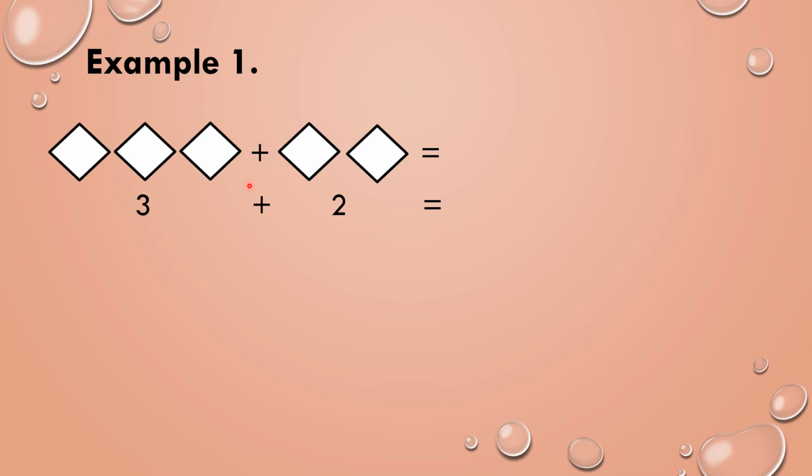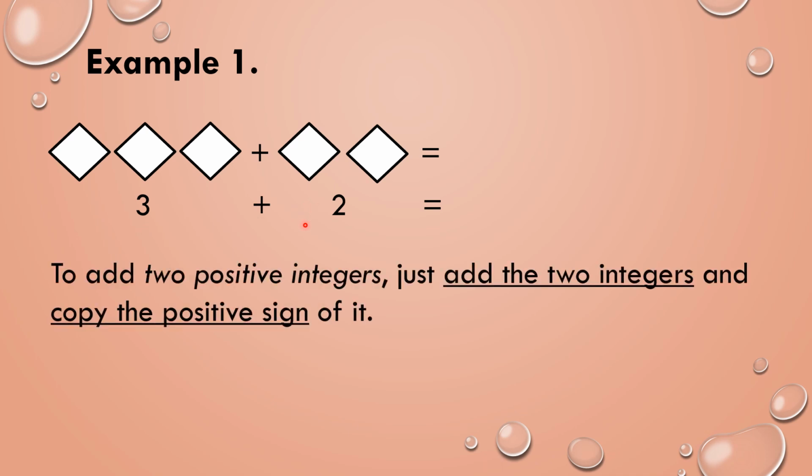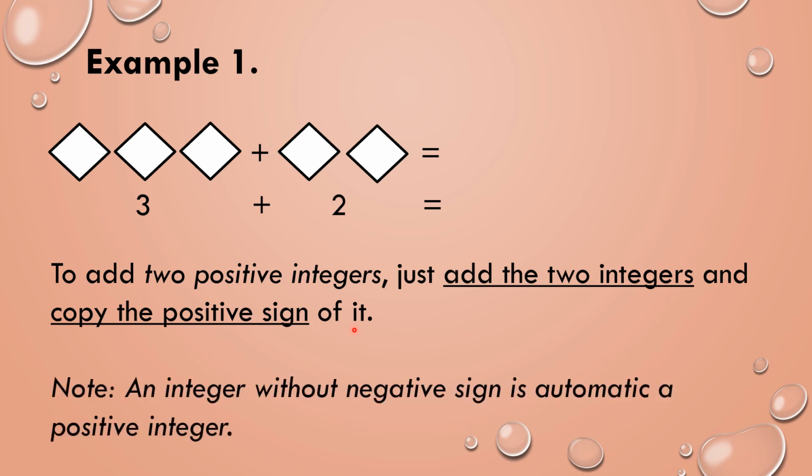So here's the rule in adding two positive numbers. To add two positive integers or numbers, just add the two integers and copy the positive sign of it. Note, an integer without a negative sign is automatically a positive integer. So, dito makikita nyo na walang nakalagay na negative or positive ang 3 at ang 2. So, kapag walang nakalagay, automatic iyan po ay positive integer.